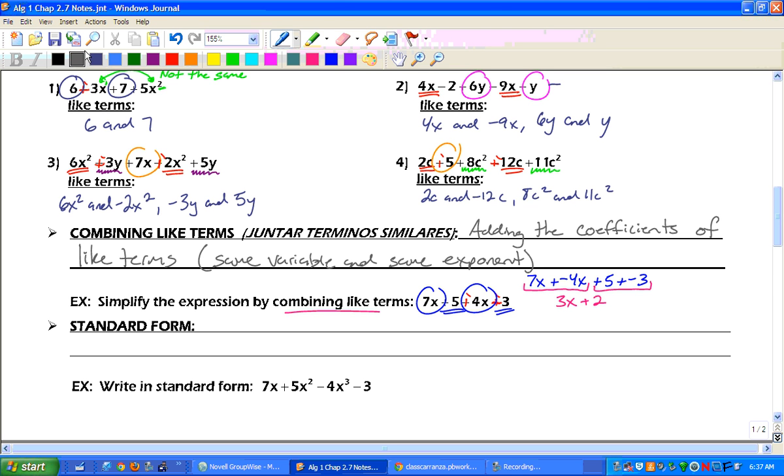Okay? And now, standard form is the way you will see most of your answers written and how you should get in the habit of writing. Standard form is writing your answer with the highest exponent first. Okay, and then you're gonna pretty much write them from big to small.